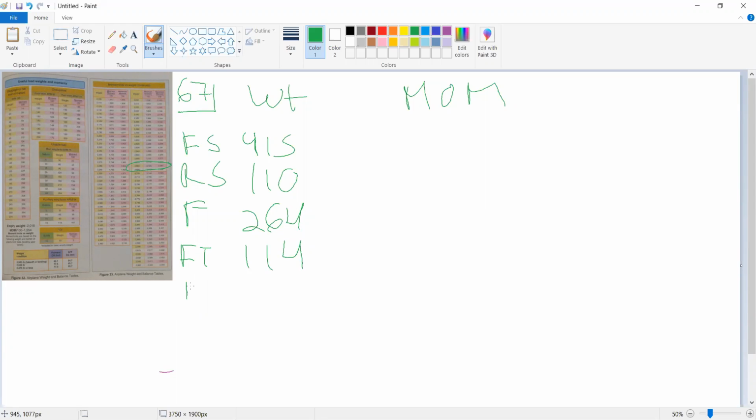And baggage, 32. And the empty weight with oil, which is 2,115. The moment for that will be 1,554.